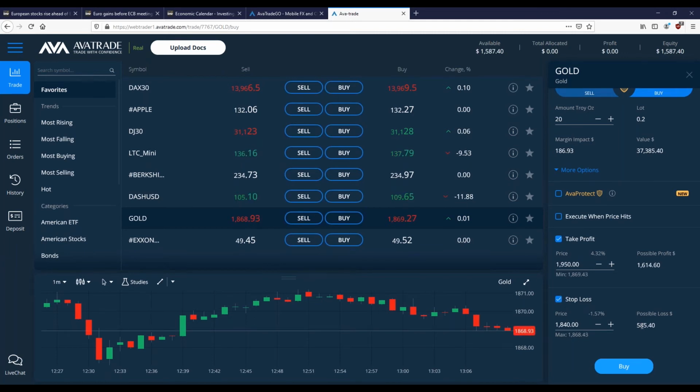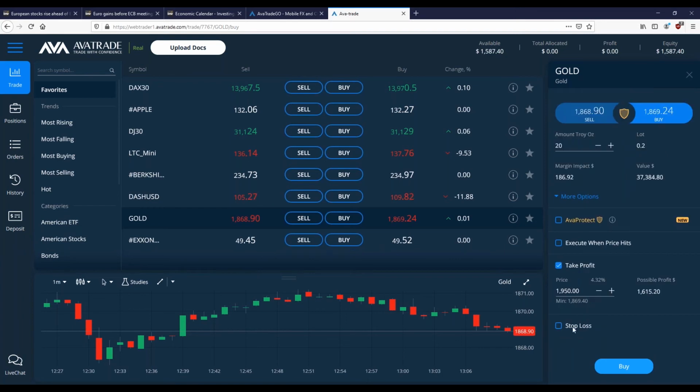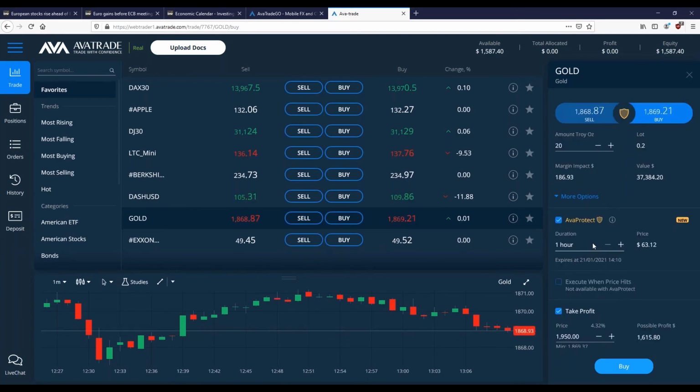We've got the European Central Bank with stuff going on today. We've got the Biden administration signing all kinds of executive orders today. And we've got big news over the next couple of days potentially. There are major announcements coming out of the US as well today. So maybe you say, you know what, I don't want to risk so much if gold plunges to 1840 right now. So instead of a stop loss, maybe I'll use AvaProtect.